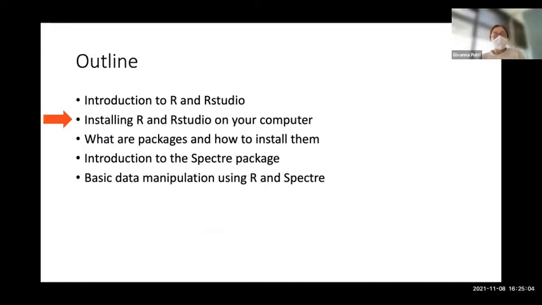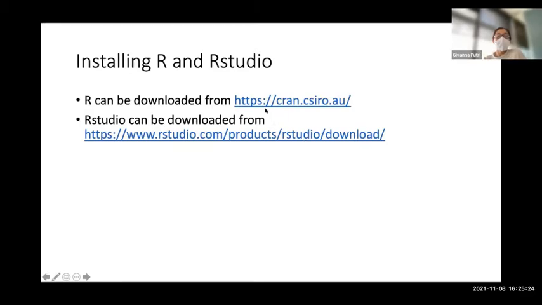Okay, so next up is how to install R and RStudio on your computer. We provided a virtual machine for these particular sessions, but I think it would be good for you to go home and be able to install them yourself on your personal computer, just in case you want to use it. I hope you do at the end of our sessions. R can be downloaded from this website, cran.csiro.au, and RStudio can be downloaded from the relevant website. There'll be an option for Mac and Windows. You just have to pick which one is relevant for your computer and then download it from there.